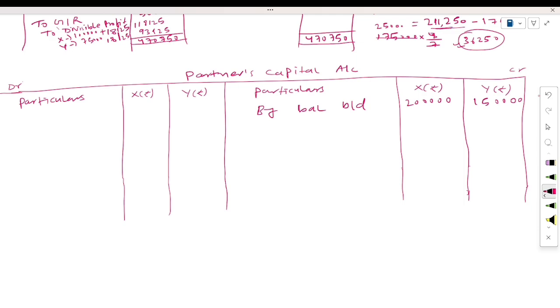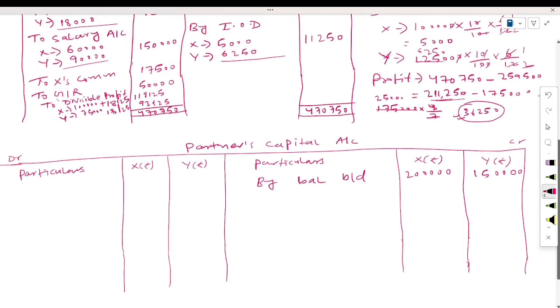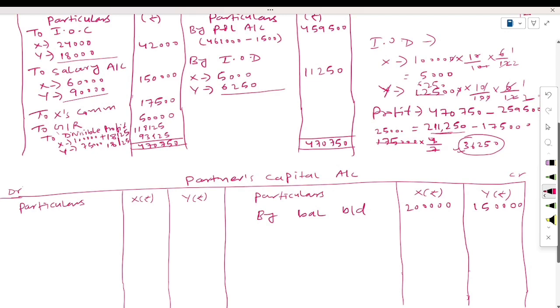Then whatever the things we have credited to the partners, we will transfer here. What we have credited here? Interest on capital, then salary, then commission. All these things will be credited to the partner's capital account by interest on capital. How much amount? 24,000 and 18,000. Then we will transfer by salary account. How much X salary? 60,000. And how much Y salary? 90,000.